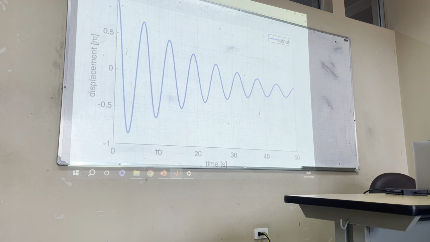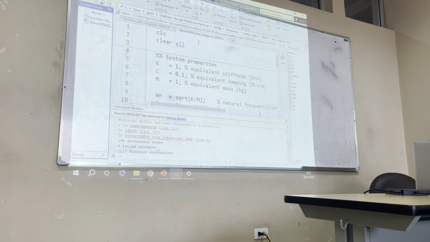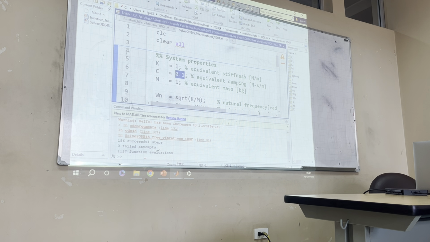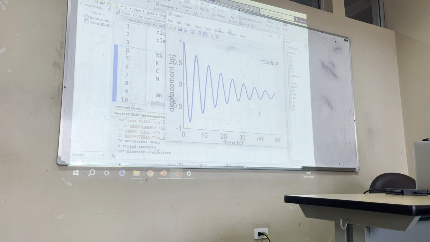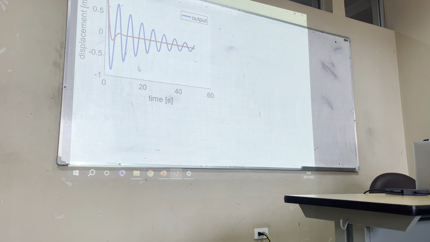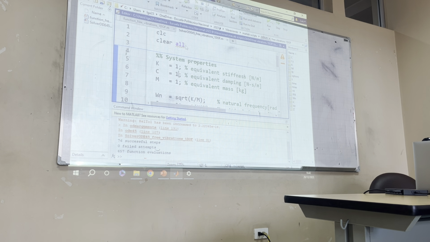Okay. Let's change the data. Let's increase the damping. What occurs if we increase the damping? For example, let's put this equals to 1. Run the code. This is the previous, and this is the new one. This is more damped, isn't it? All right? And you could also put a large value, let's say 3. Run the code. What do you get?